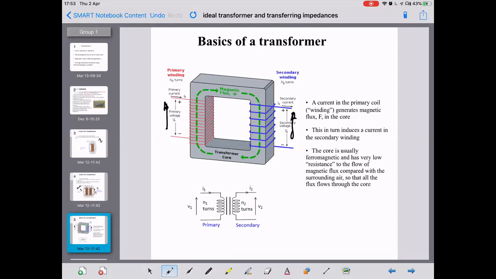Okay. That symbol down the bottom is the symbol for a double wound iron core transformer. All right. Any questions so far? No. Good.